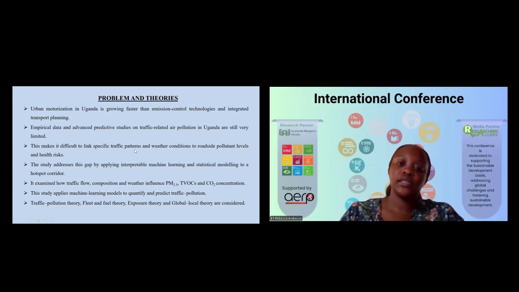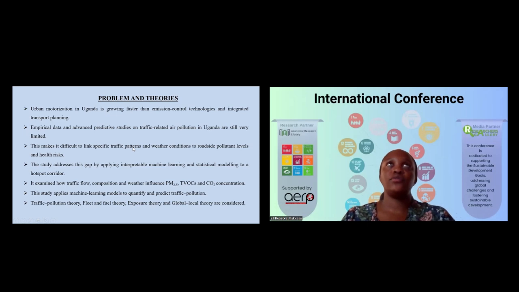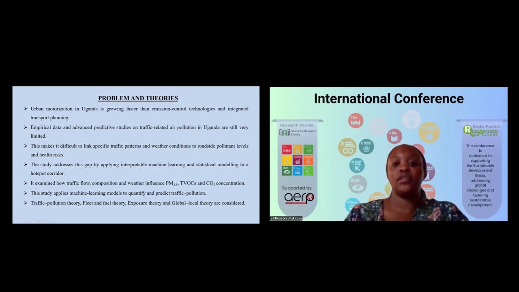The major theories considered include traffic pollution theory, which says an increase in traffic leads to an increase in pollution; fleet and fuel theory, that emissions depend on vehicle age, fuel type, and maintenance; emission theory, whereby emissions are more concentrated in areas close to roads; and the global and local theory, which is that globally there are many advanced vehicle technologies and regulatory standards, whereas countries like Uganda still rely on aging fleets, which have limited local modeling capacity, hence creating a gap between global knowledge and the predictive tools needed for effective policy intervention.